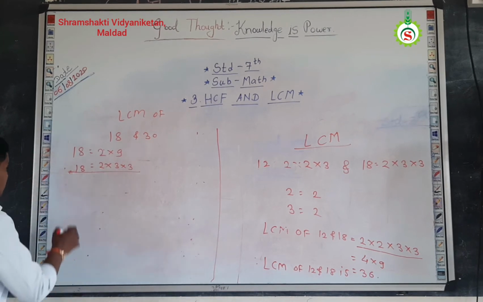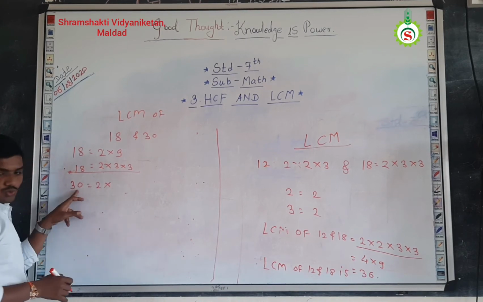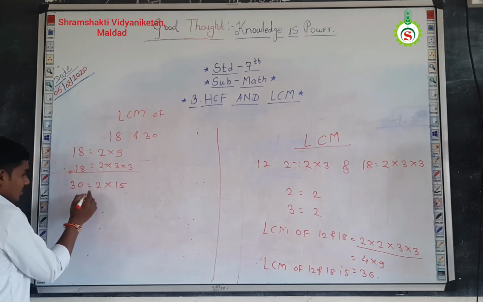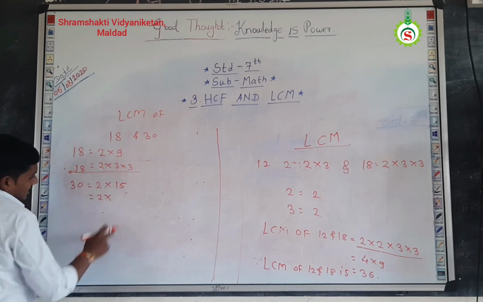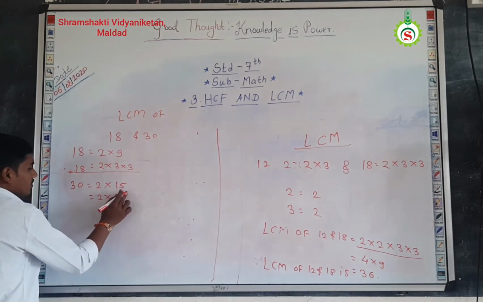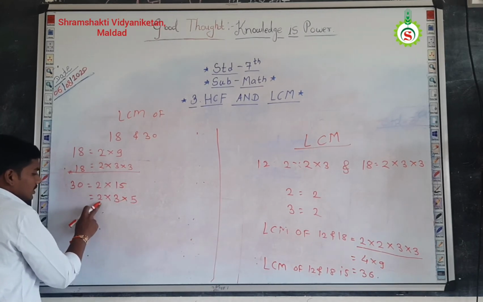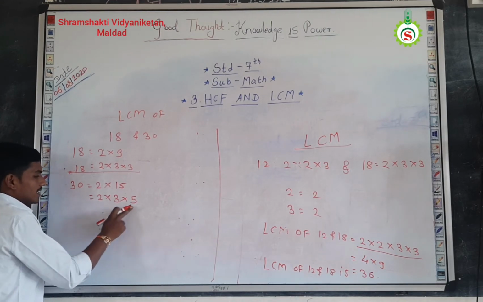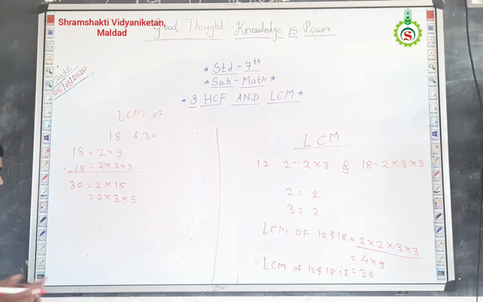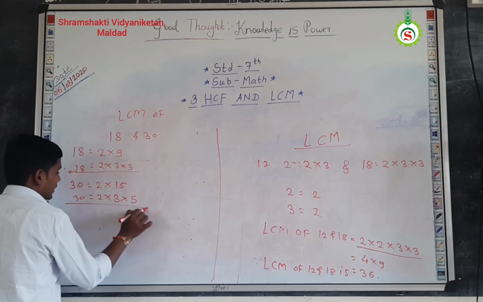Now the next number is 30. The smallest number which can divide 30 is 2. So 15 2s are 30. That 2 is not divisible, but 15 can be divided by another number. Which is the smallest? That is 3. So 3 5s are 15. Now 2, 3 and 5 are not divisible by any other number, which means the factorization process is over. So 2 3s are 6 and 6 5s are 30. That means our factors of 30 are 2, 3 and 5.